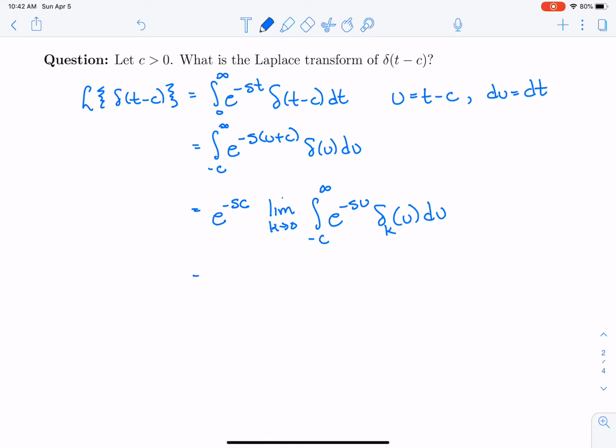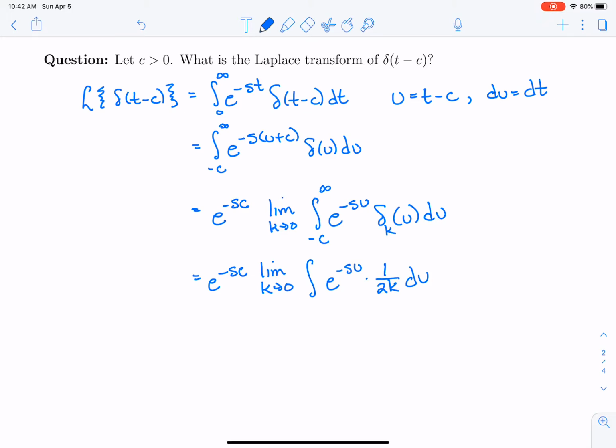Now, the reason I'm going to do that is because then I can plug in the formula for delta sub k of u. So I'm going to take the limit as k goes to 0 of my integral of e to the minus su times 1 over 2k du.